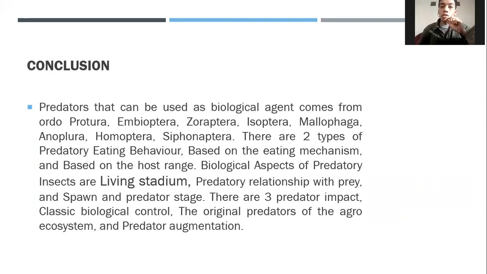Okay, conclusion: predators that can be used as biological agents come from the orders Protura, Ephemeroptera, Zoraptera, Isoptera, Thysanoptera, Anoplura, Homoptera, and Siphonaptera. There are two types of predatory eating behavior based on the eating mechanisms and based on the host range. Biological aspects of predatory insects are living stadium, predatory relationship with prey, and spawn and predator stage. There are three predator impacts: classic biological control, the original predators of the agro-ecosystem, and predator augmentation.